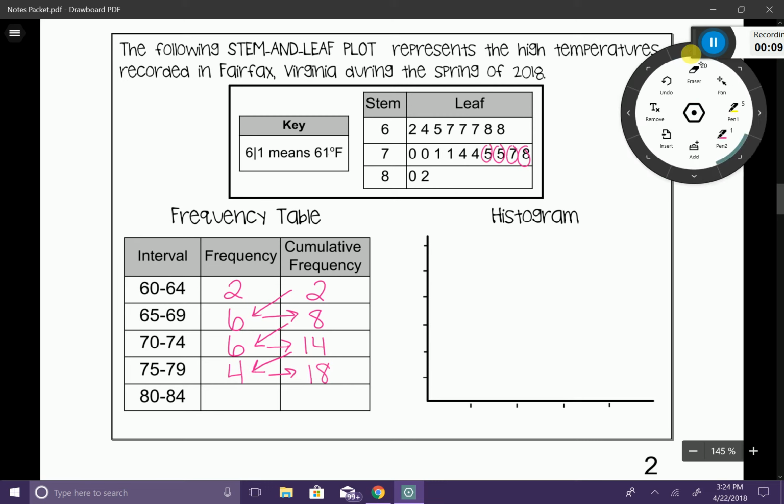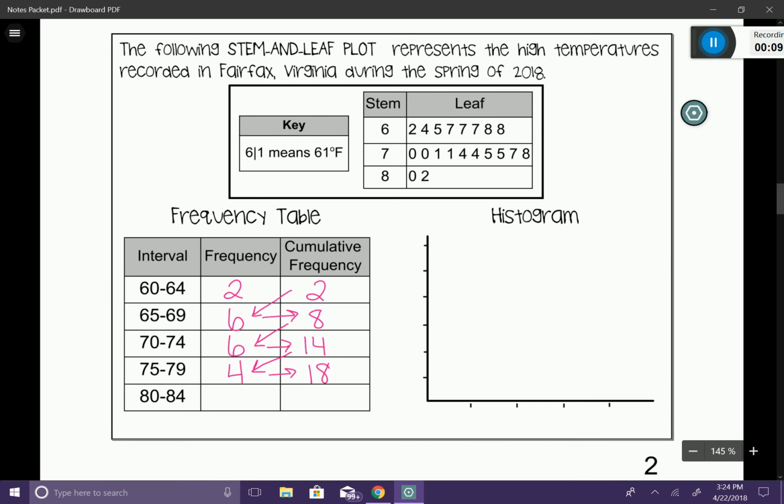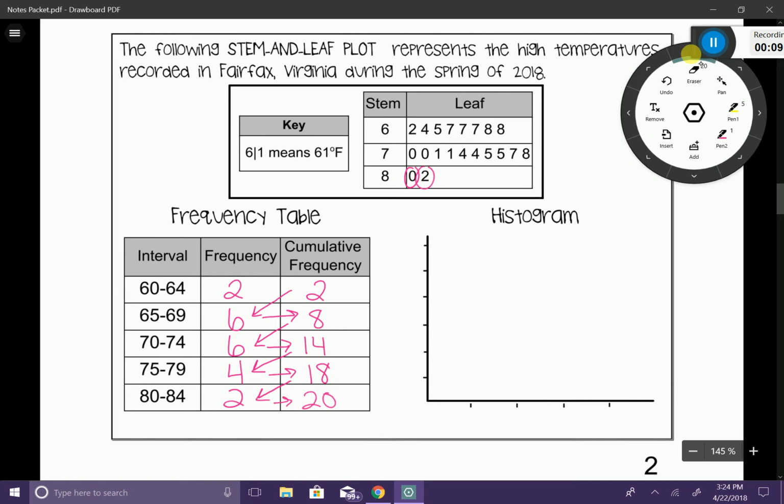Alrighty, and the last one that we have here, I can see that my interval is going to be 80 to 84. So that's going to be 1 and 2. There's going to be 2 in frequencies here. And that gives me my cumulative frequency of 20. Okay, now that we've created our frequency table, let's go ahead and construct our histogram.